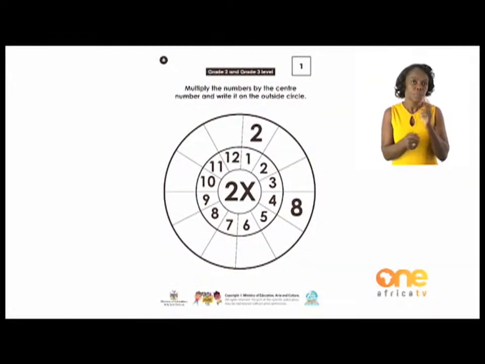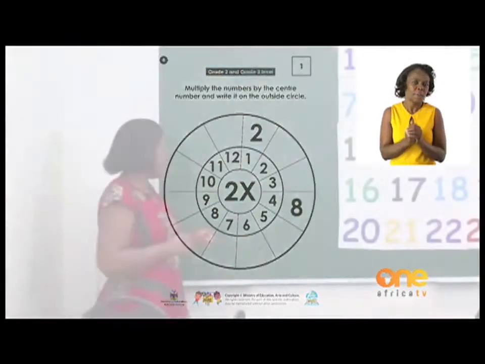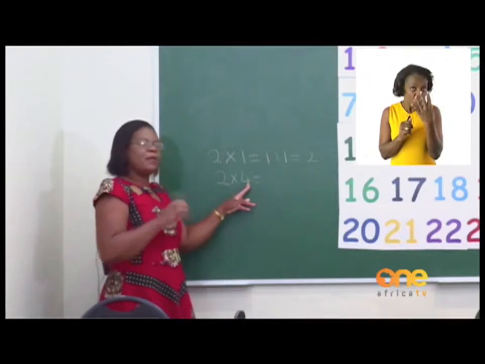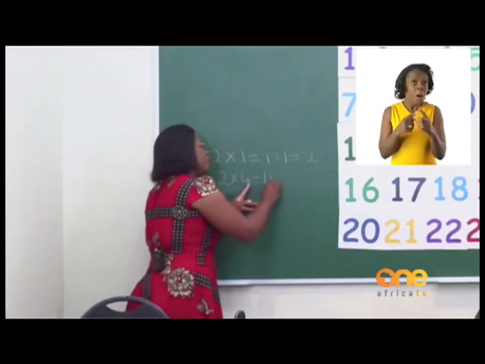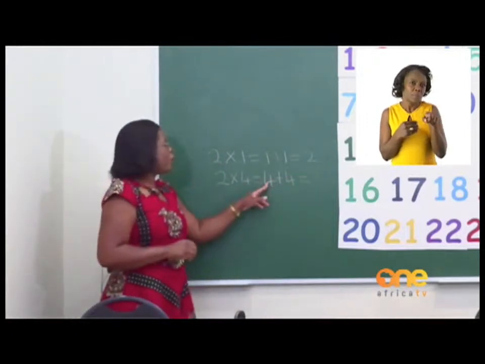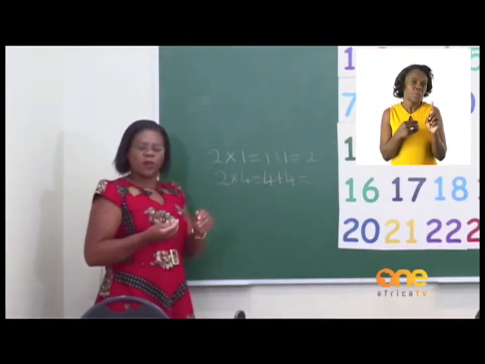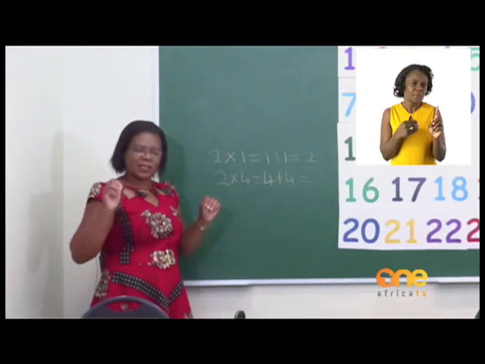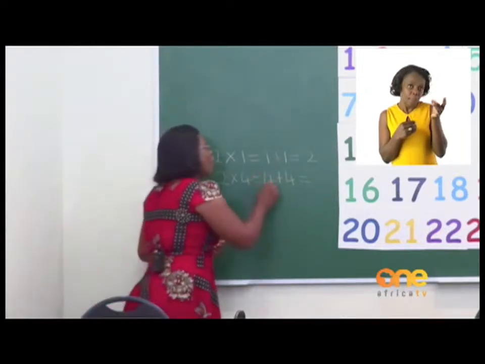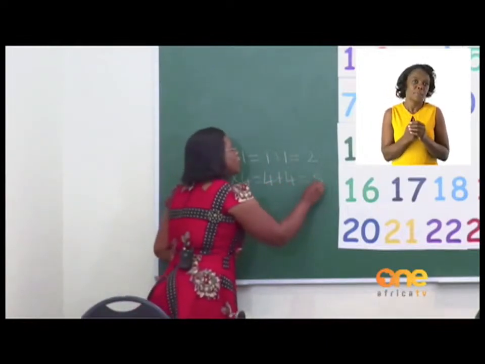If we say 2 times 4, what will be our answer? Don't forget to repeat adding the number. 2 times the 4, meaning the 4 will be added 2 times. So 4 plus 4. What is 4 and 4? You can use your fingers or you can use your counters or the stones, whatever you have in place. 4 plus 4 is equal to 8.